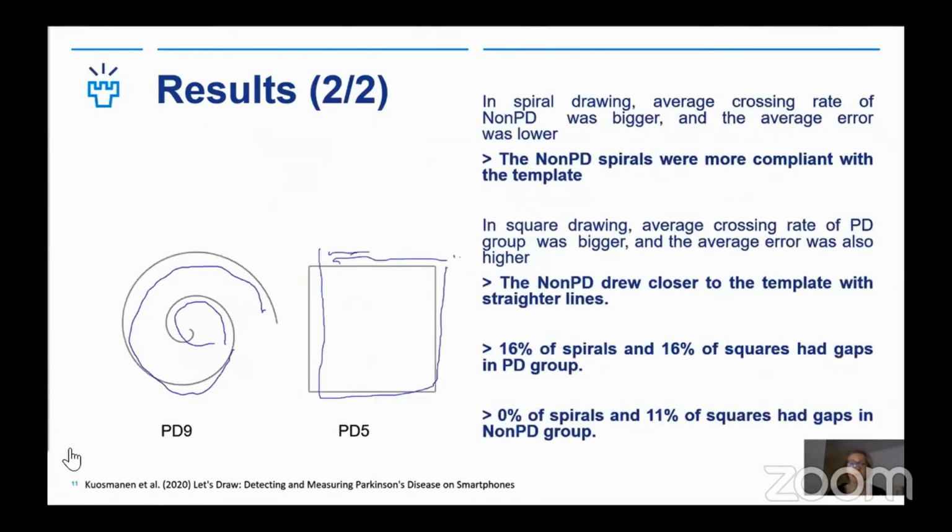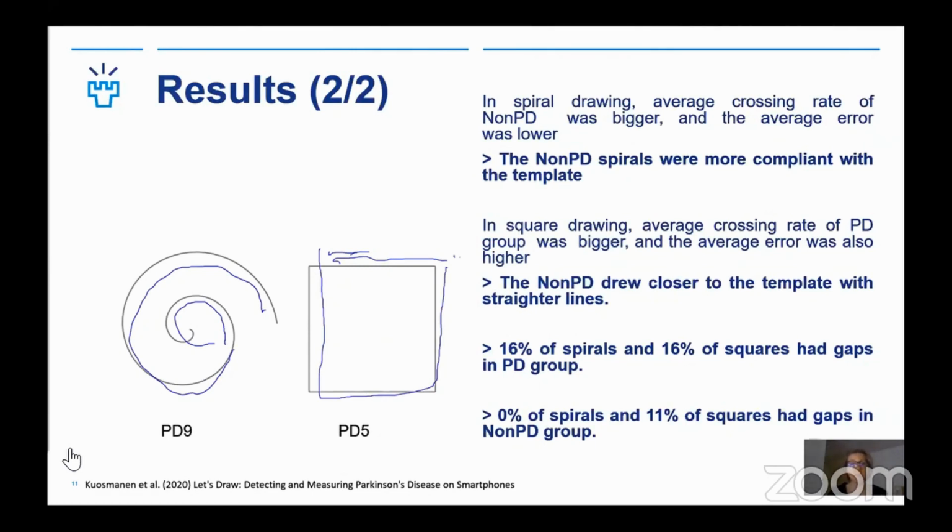In spiral drawing, the average crossing rate of the group without Parkinson's was bigger, and the average error was lower. This means that the non-PD spirals were more compliant with the template. In square drawing, the average crossing rate of the group with Parkinson's was bigger, and the average error was also higher. We can say that the non-PD group drew closer to the template with straighter lines.